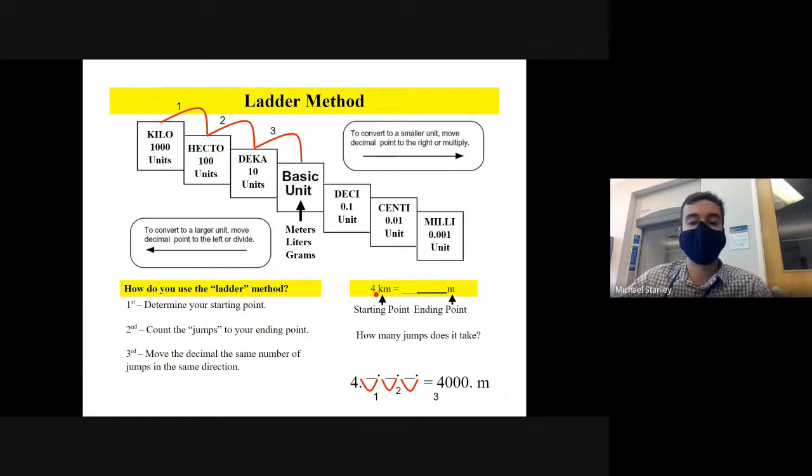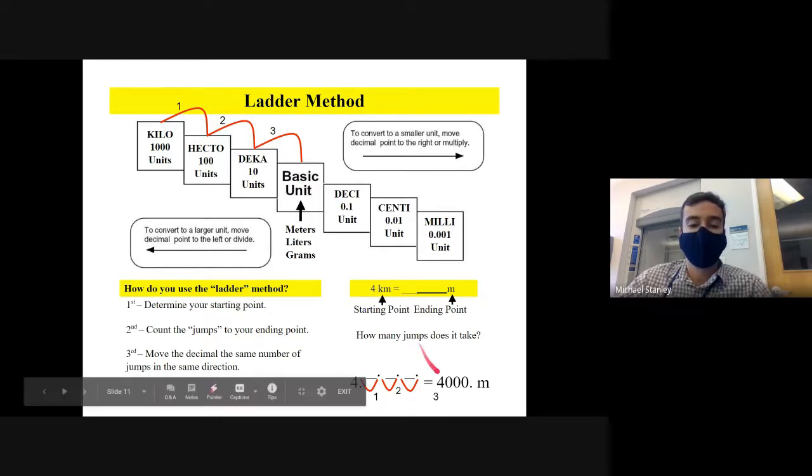We started off with the 4. We knew we had to move 1, 2, 3 jumps to the right. So we moved our decimal point 1, 2, 3 jumps to the right, and we filled in those 3 empty spaces with zeros. So we turned our 4 kilometers into 4,000 meters.